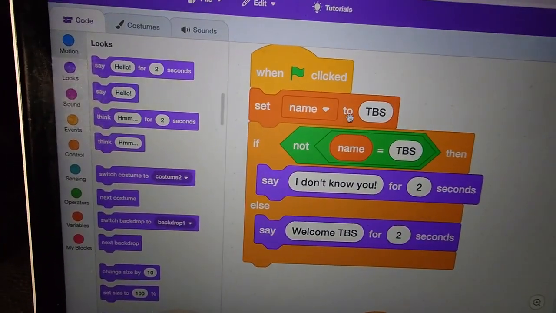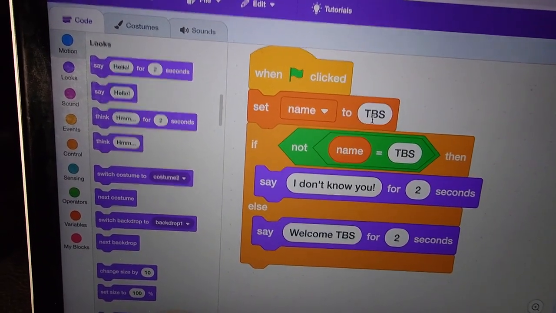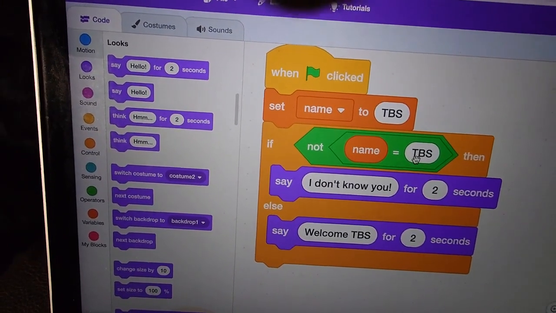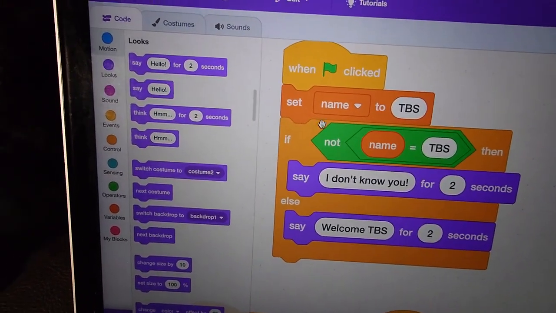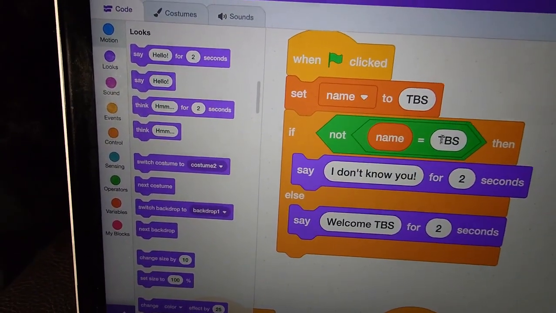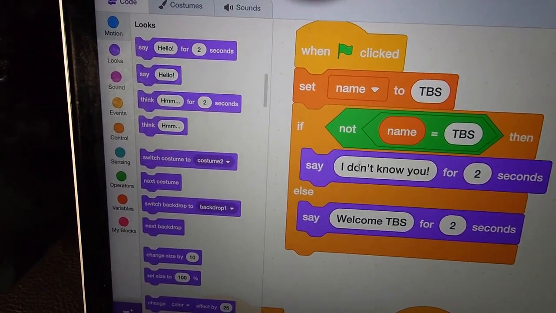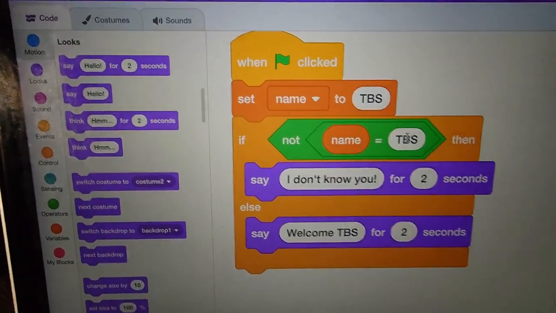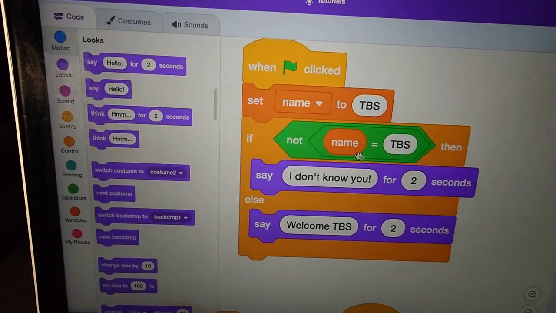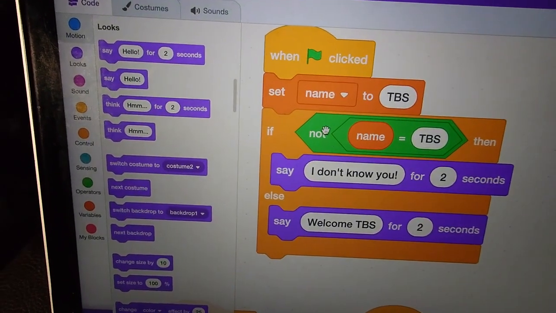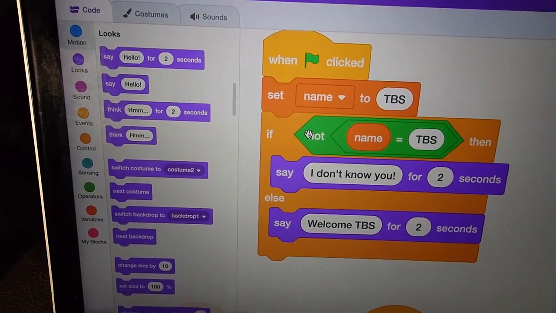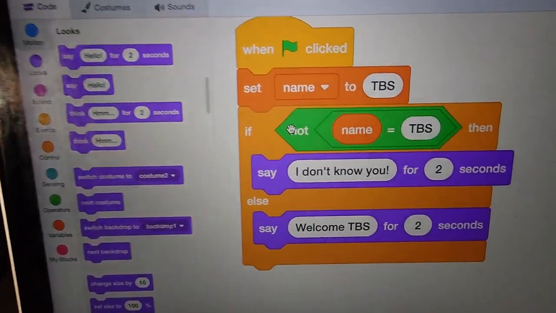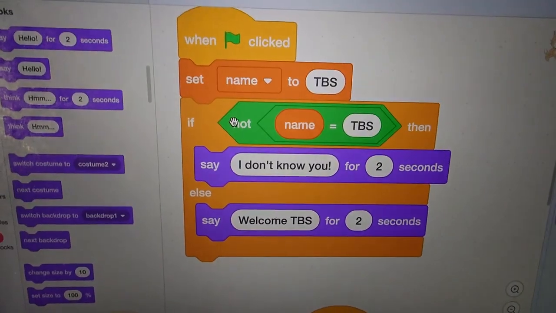So I have a variable called name that has the value TBS, and I'm saying if the name variable equals TBS, not. So if the name is not equal to TBS, then say I don't know you. Otherwise, say welcome TBS. TBS, by the way, is the name of my school, the British School of Kathmandu. Hopefully this whole idea of a not, taking the opposite of what we expect as the value, is going to be reasonably okay with most people.